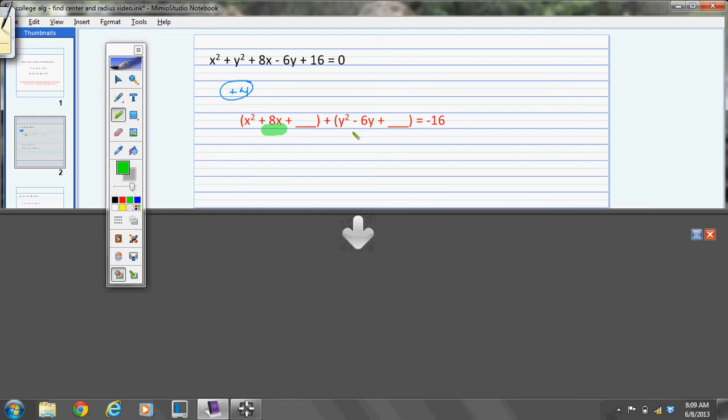Next, we're going to go over here. We take the middle number, which is a negative 6. We're going to take the negative 6 and divide it by 2. Negative 6 divided by 2 is a negative 3. We're going to circle that because we're going to use it in a minute.